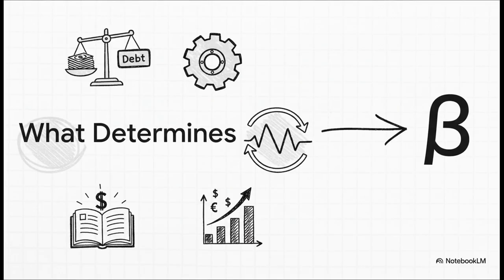So where does this beta number even come from? It's not just random. It's rooted in the real world of the business itself. Companies in sectors that are super sensitive to the economy, or companies with high fixed costs, or a lot of debt, they're naturally more volatile, and that real-world sensitivity is what gives them a higher beta. Understanding this connects the dots between theory and actual business analysis.